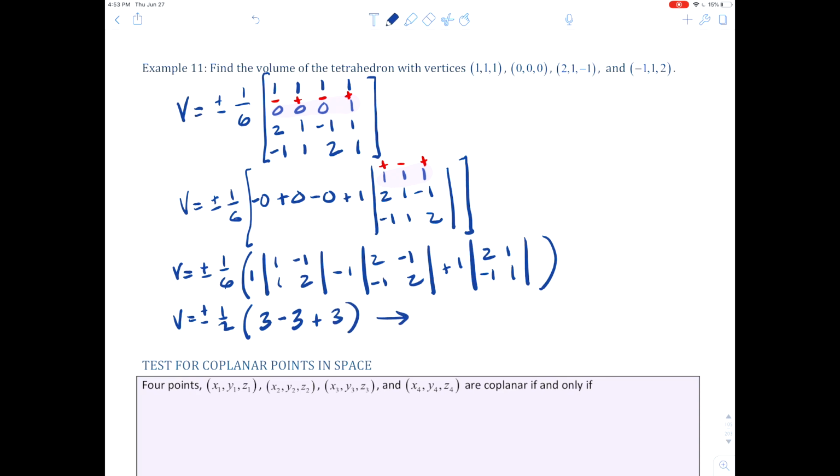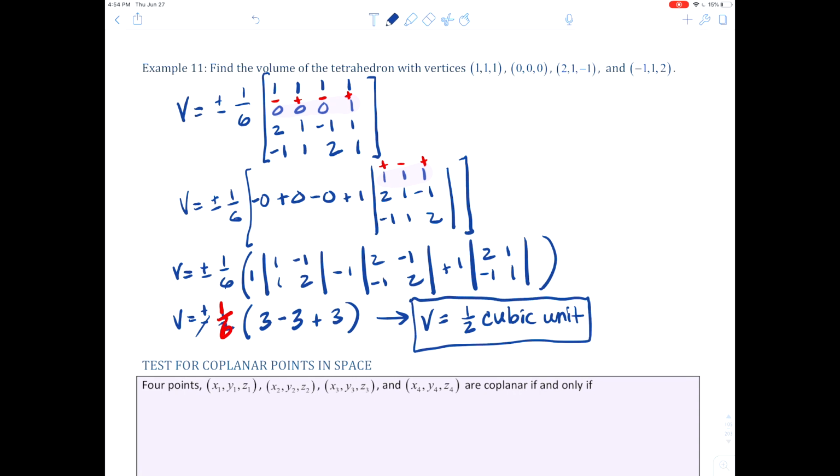So that gives us a volume of, we'll choose the positive on that. Oh, sorry, this one should have been 1/6. It was a transcription error. Okay. So here we'll end up with our volume is equal to 3/6, which is 1/2, and that's of a cubic unit.